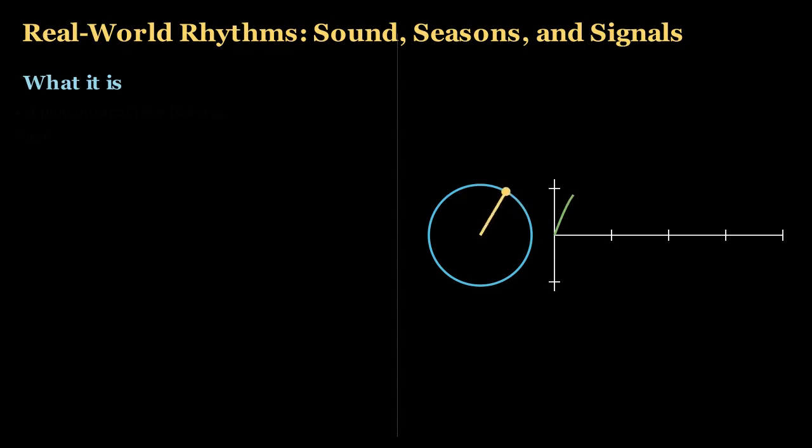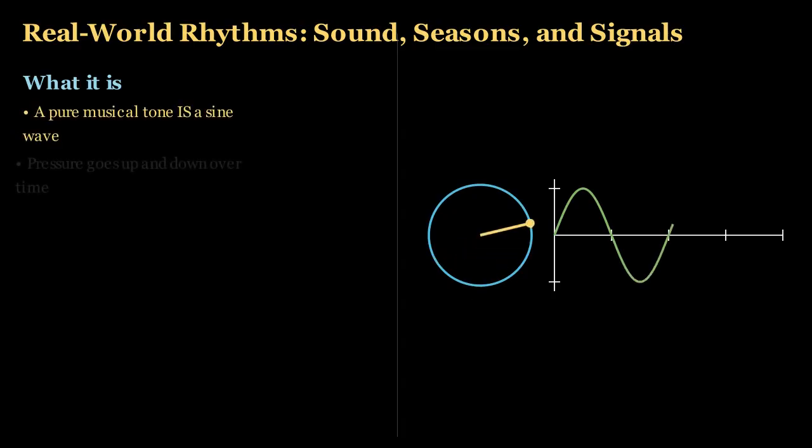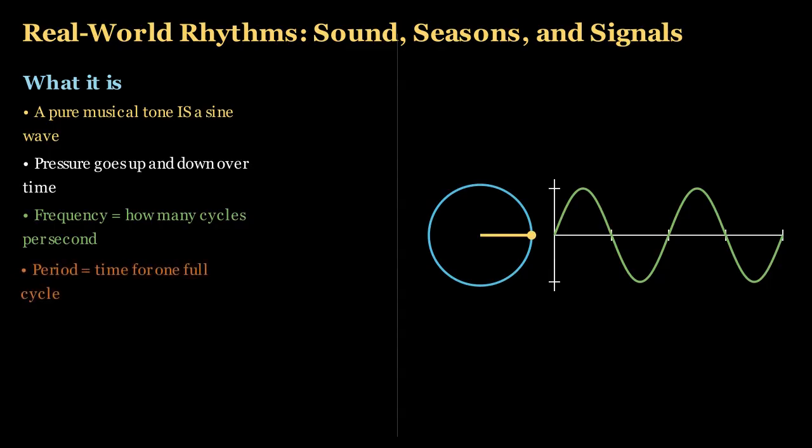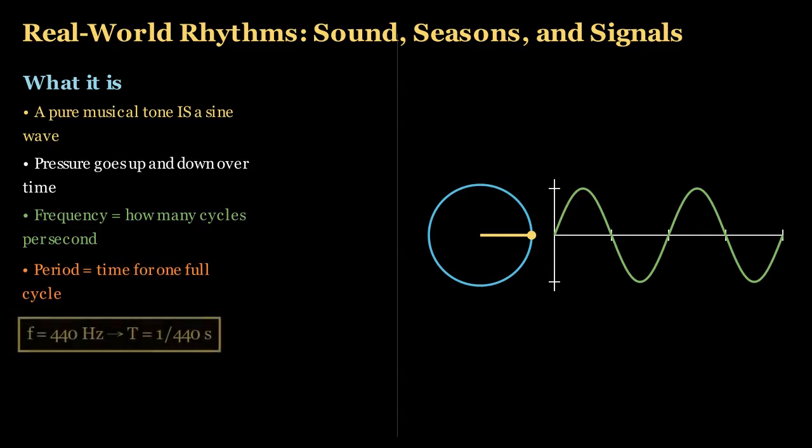Imagine a single, pure musical note, like the one a tuning fork makes. If you could see the air pressure near your ear, it wouldn't be still. It would be going up and down, squeezing together and spreading apart, in a perfectly smooth, repeating pattern. That pattern is exactly a sine wave. The horizontal axis is time, and the vertical axis is the air pressure.